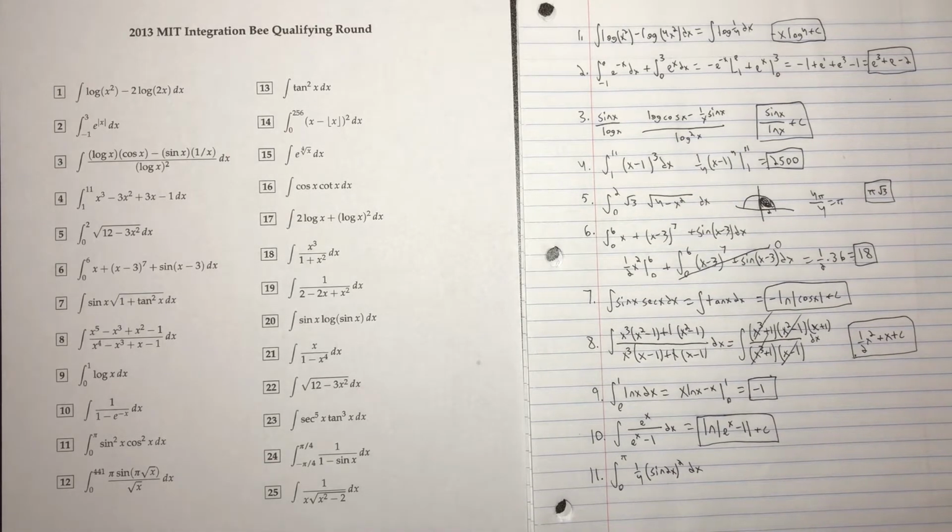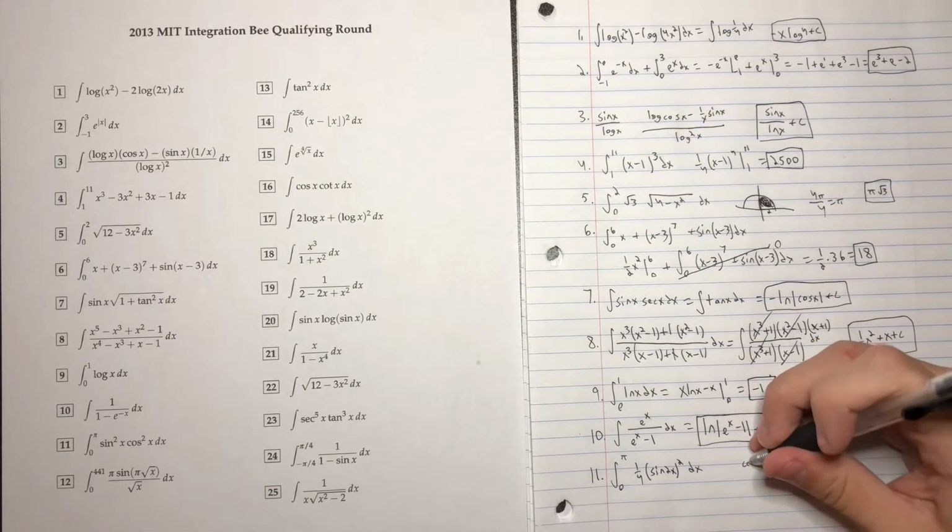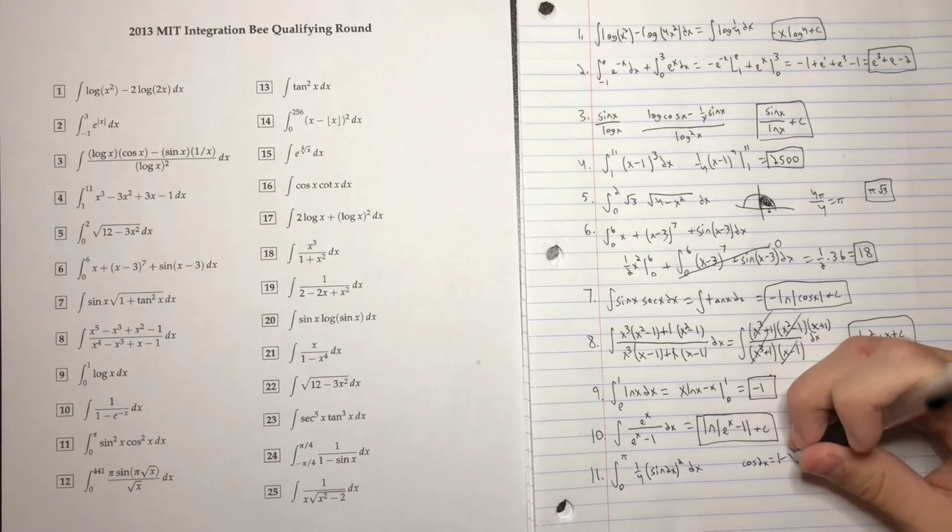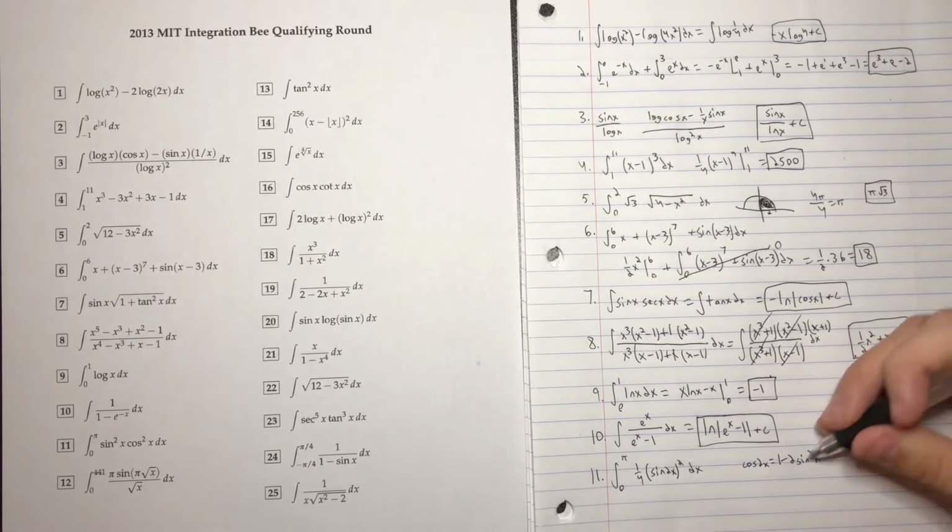But we now need to integrate sine squared. In order to do that, I'm going to use the identity that cosine of 2x is equal to 1 minus 2 sine squared x. So we can solve for sine squared x.